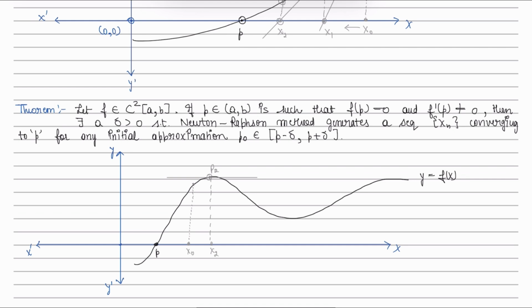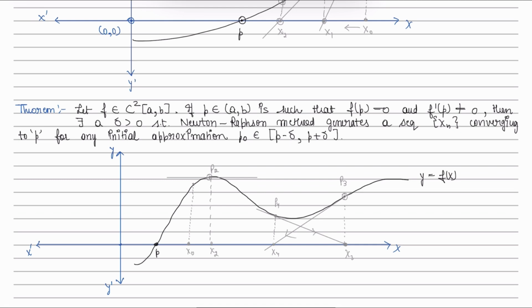And when we take the initial approximation as x3, the corresponding point be p3, and when we draw the tangent which will cut the axis at the point x4, and the corresponding point be p4, and when we draw the tangent at the point p4, it will again intersect at the point x3.